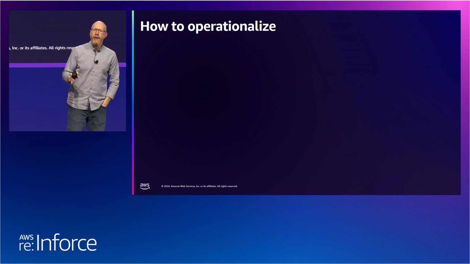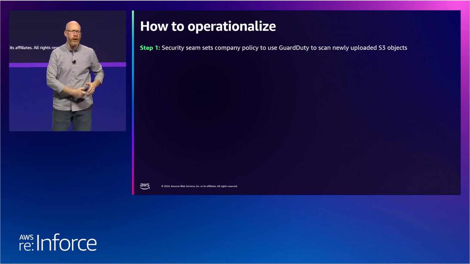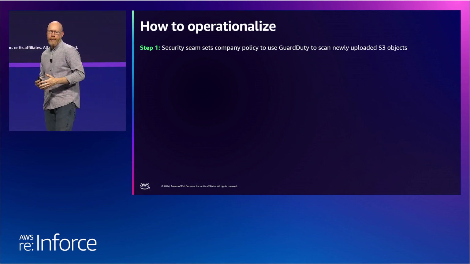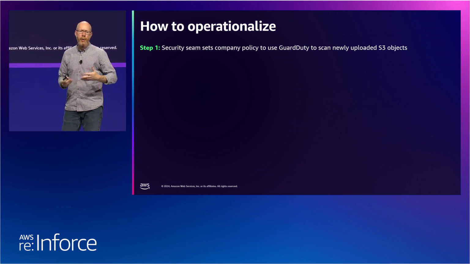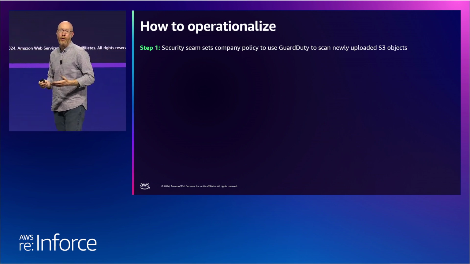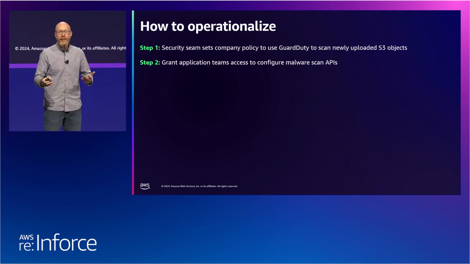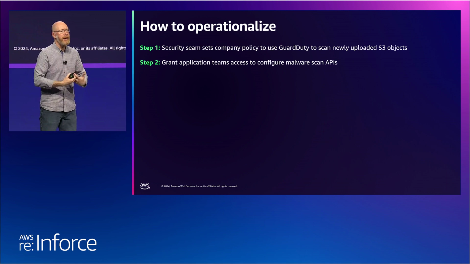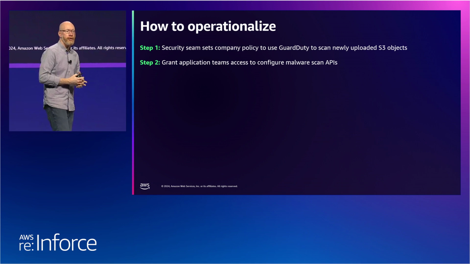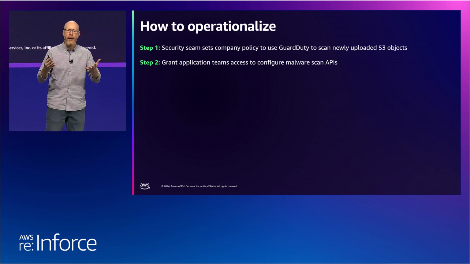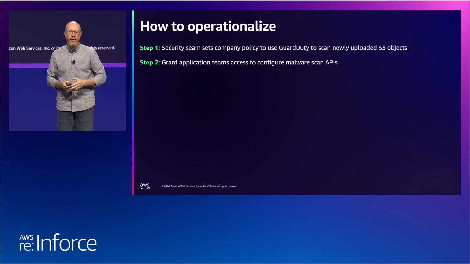An additional thing I want to highlight here on how to operationalize this is that we go back to that conversation earlier with the application team and the security team. So we get to the point at the end of that conversation where the security team has finally decided, we're going to use GuardDuty. We're going to standardize on GuardDuty as our approach for scanning newly uploaded objects to S3. They've made that decision. So the next step for them is that they're going to want to grant the application teams the ability to actually configure malware scanning for their S3 buckets. So there's a couple of GuardDuty actions. You would create an IAM policy that grants them those specific actions so that they can perform that configuration.